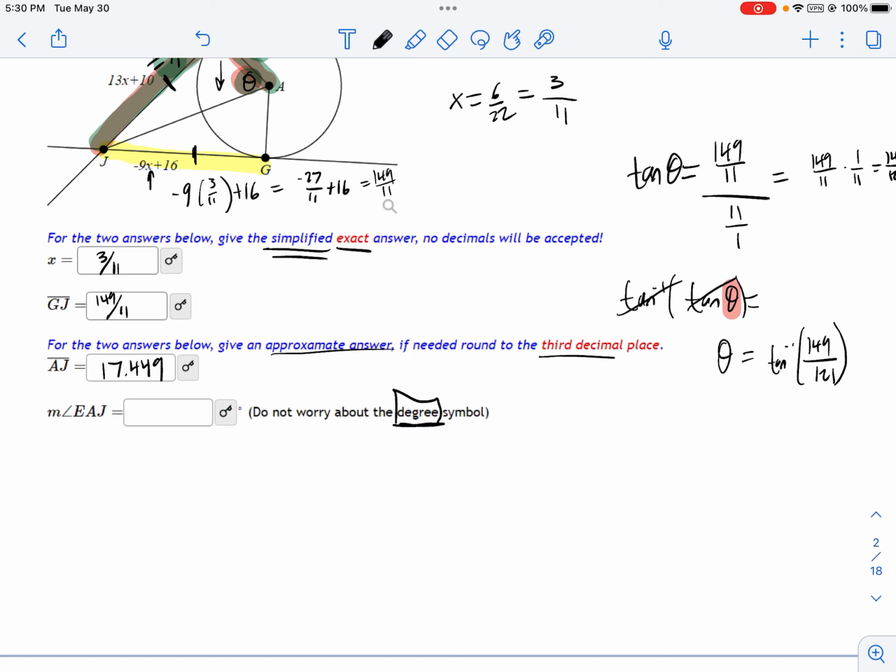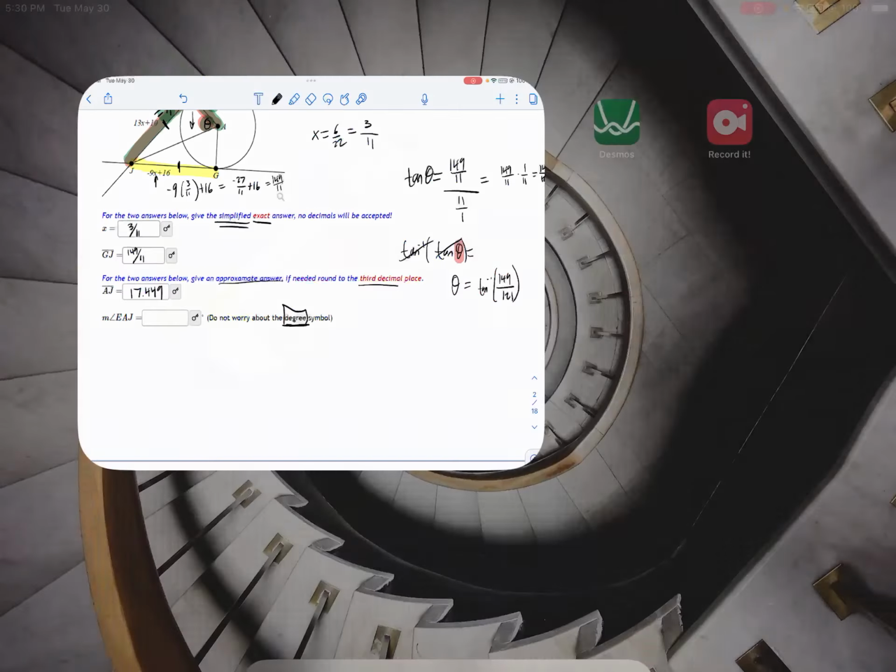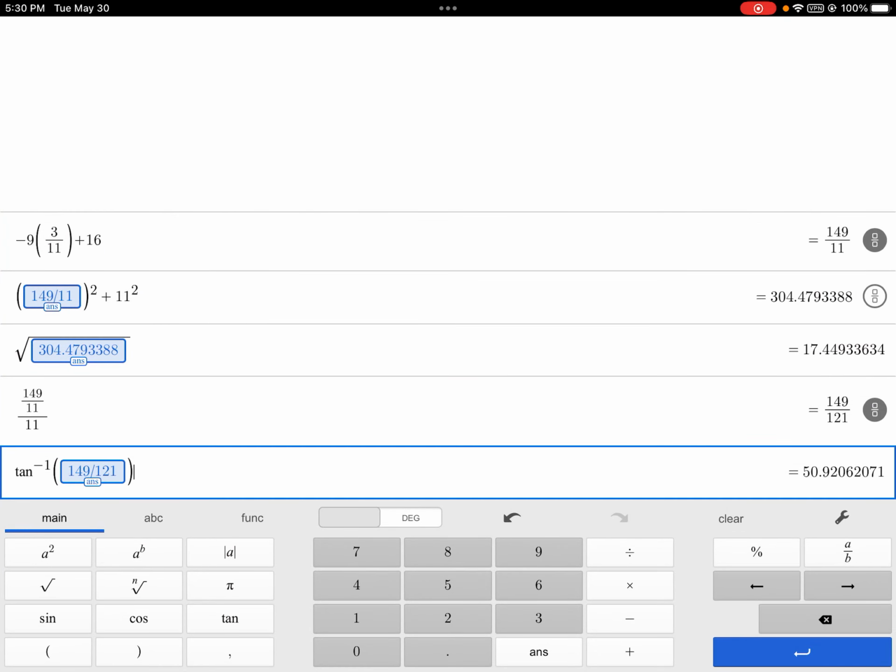Now remember, this one says don't worry about the degree symbol. Keyword being degrees, you need your calculator in degree mode. So we're going to turn back here. All right, notice I already have it in degrees. See this little slider moving, right? The DEG means we're in degree mode. You can see it changing between modes there. You need it in degrees.